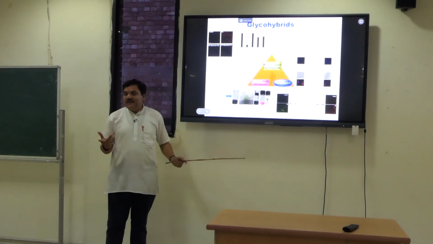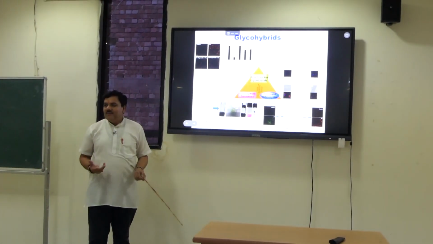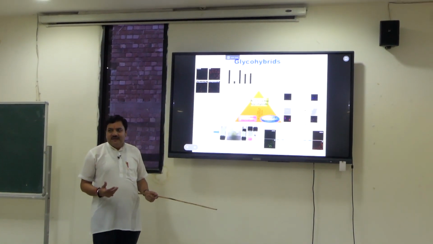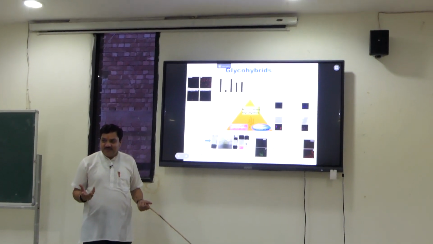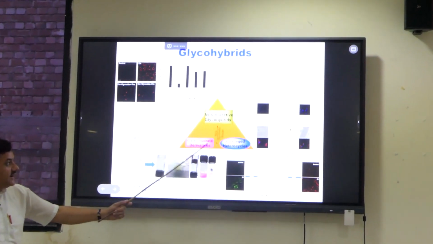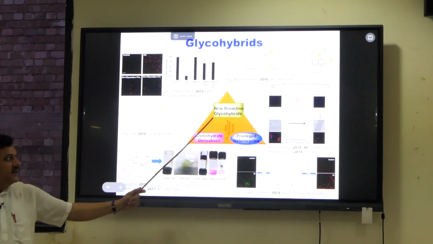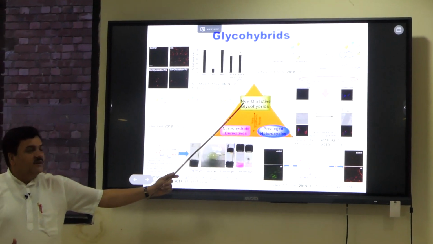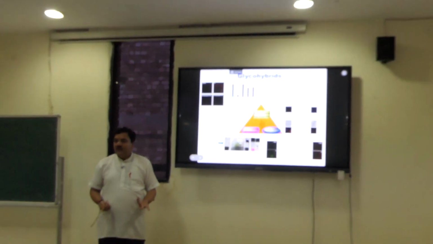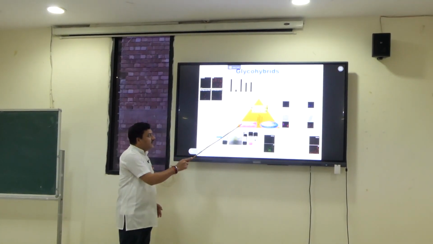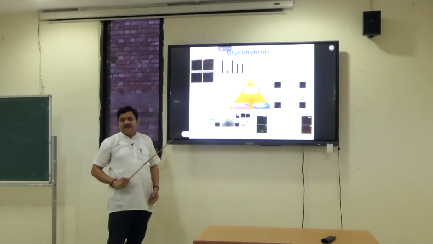Privileged heterocycle, what is privileged? The one which has the potential biological function or natural products, like a privileged person, very important molecule, connecting with the carbohydrate derivatives, and all together these give new biologically active glyco-hybrids. This is the hybrid molecule of carbohydrates and privileged heterocycles.